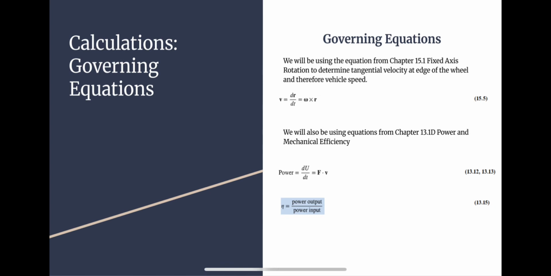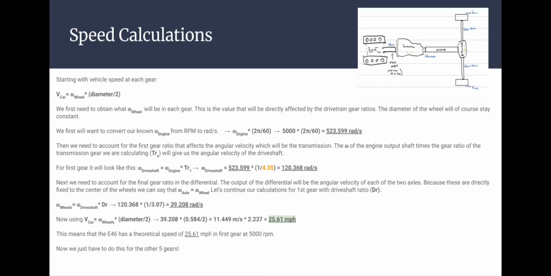In the case of our rotational motion, that'll be torque times angular velocity. And mechanical efficiency will be power output over power input. All right, to start off our vehicle speed calculations, we first need to obtain what the angular velocity of the wheel will be in each gear, because this is the value that's going to directly be affected by the drivetrain gear ratios, as the diameter of the wheel is going to stay constant, of course.